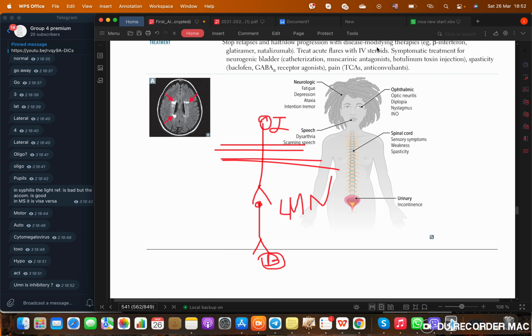Upper motor neurons are inhibitory, lower motor neurons are stimulatory. Basically, lower motor neurons, they always want to activate all of the muscles in your body. But the upper motor neurons, they are more wiser. They tell them, no, you don't work, you work, okay? So, spasticity occurs because of the absence of the upper motor neuron function. And to decrease the spasticity, you can use baclofen, which is a GABA-B receptor agonist that relaxes the muscles. Pain can occur and it can be relieved by TCAs, which is tricyclic antidepressant, and anticonvulsants.